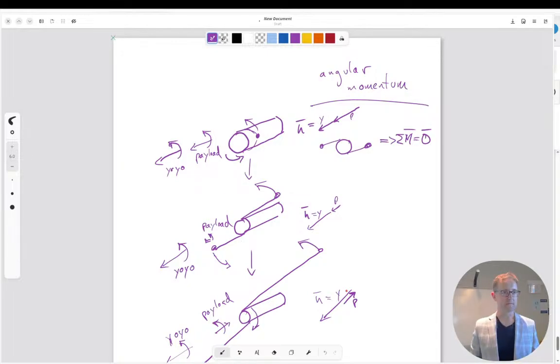How does that one feel? Yeah, we have to have whatever we started with for angular momentum. It's got to be the same from beginning to end.